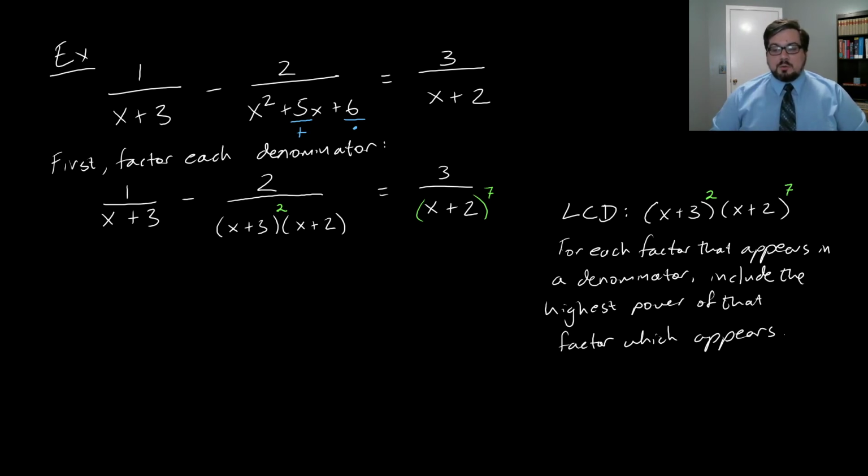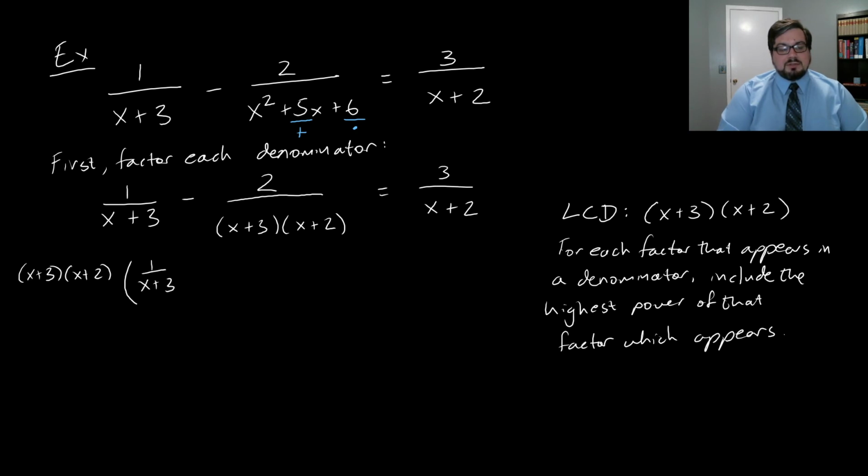Now, that's just as a quick review. You can see more details of this in the Chapter 0 review in the ebook. For this example, we aren't dealing with any of these. We've just got single powers on all of our factors. And so our least common denominator is, in fact, exactly x plus 3 times x plus 2. And so that's what we're going to multiply on both sides. We're going to take x plus 3 and x plus 2 and multiply it by the left-hand side and by the right-hand side.